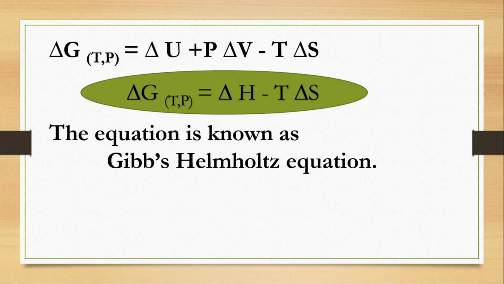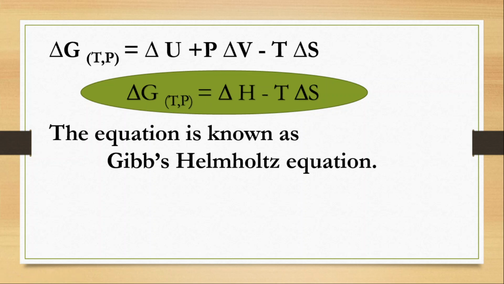Welcome to chemistry class. In our last class, we discussed the Gibbs-Helmholtz equation, which is a very important equation. So delta G is equal to delta H minus T delta S. Delta G is the Gibbs free energy change, delta H is the enthalpy change, T is the temperature, and delta S is the entropy change.